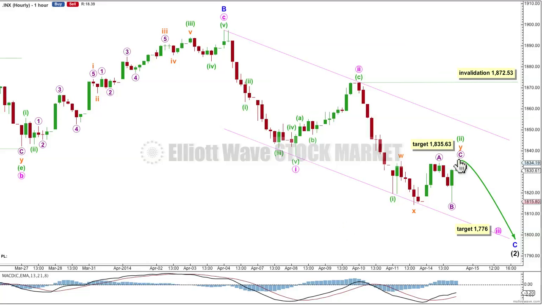Tomorrow when markets open, I am expecting just a little bit of upwards movement. If it got that high, it should find resistance at the upper edge of this base channel. But technically the invalidation point must remain at the start of Minuet Wave 1 at 1872.53 because the second wave can't move beyond the start of the first wave.